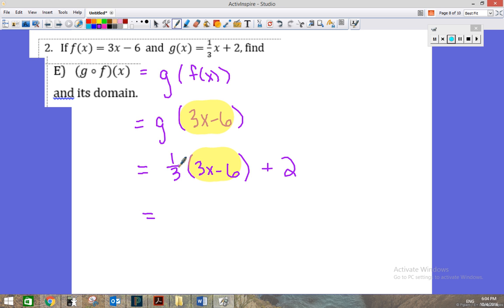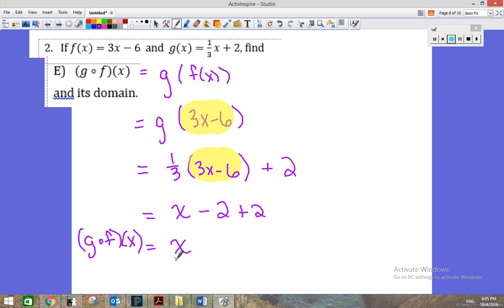So this multiplication distributes over the subtraction. 1/3 of 3 is just 1. 1/3 of 6 is 2. x minus 2 plus 2, the 2's cancel, and we have x, just like we thought we would, because we saw in part B that the number that we plugged in, we got the same number as output. Hey, that's always going to be the case.